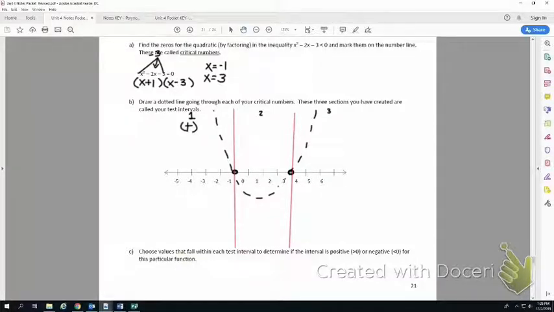Section 2 would be what? Negative. And then the last section would be positive. So now, whenever you write your answer, essentially you're going to write the domain for in between those 2 points, or for the areas outside those 2 points.